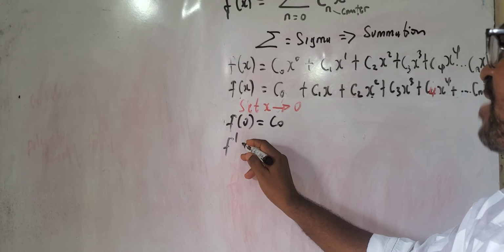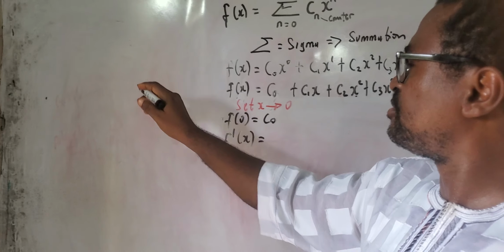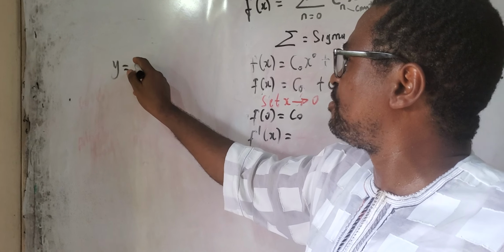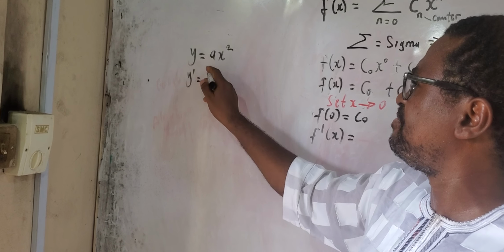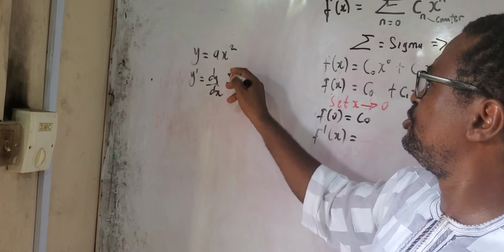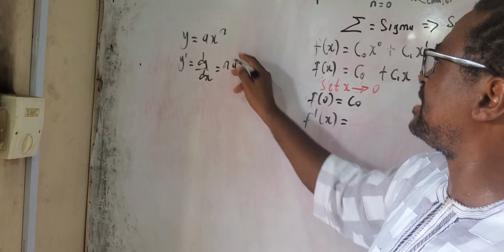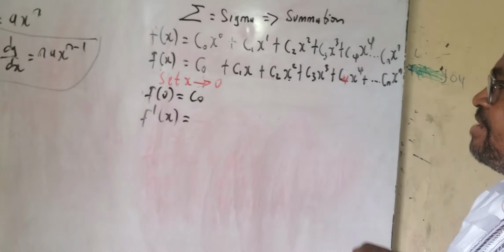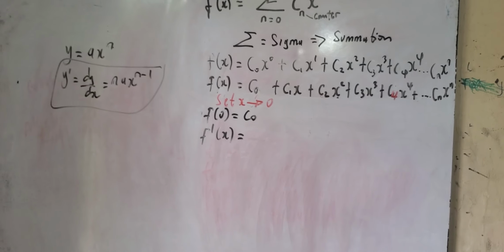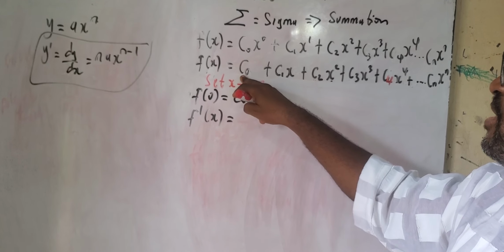So f prime of x, the derivative. Please, this is how to find derivative. If you are given y is equal to ax squared, the derivative means y prime, that is dy/dx. So you use the power, let's say raised to power n, use the power to multiply, then subtract 1 from that power. That's how to do differentiation. So that's what I'm trying to do on each of these terms separately of the function f of x. When you are differentiating a constant, it becomes 0.